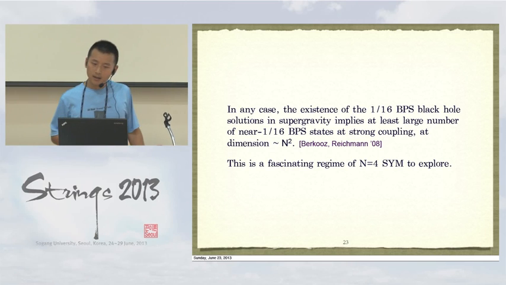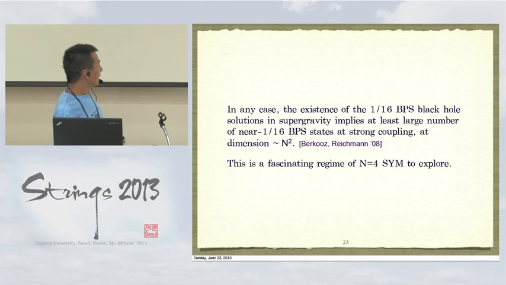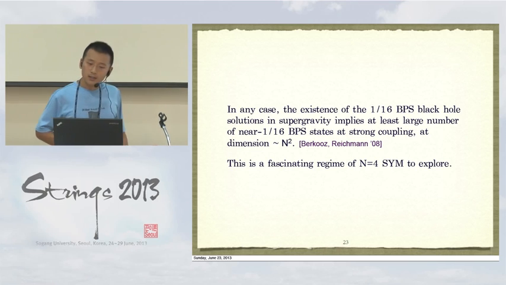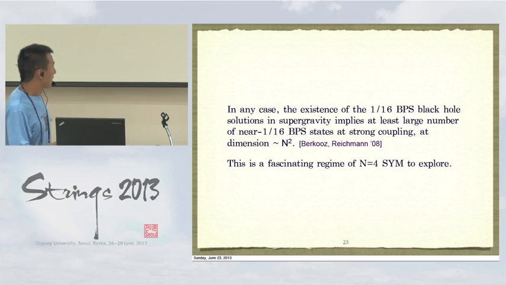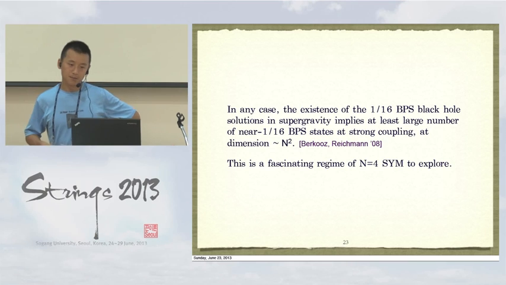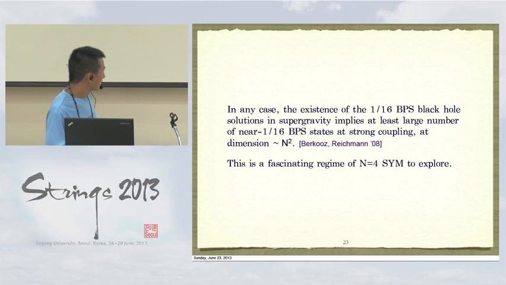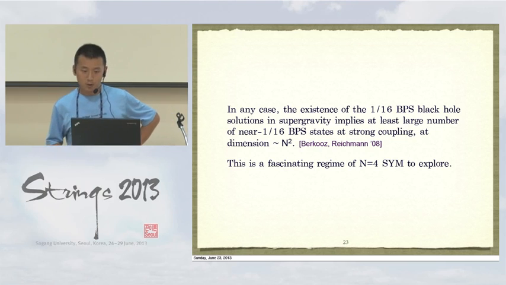In any case, the existence of the solution just in the supergravity regime implies that even if there are not so many exactly 1/16 BPS operators, there should be a large number of near, very close to 1/16 BPS operators at dimension of order N squared, and now at strong coupling. And that's a very interesting possibility, and there has been some work by Berkooz and Reichmann on this some years ago, and I think this is a fascinating regime in the operator spectrum of N=4 super-Yang-Mills to explore. And I'll finish my talk here. Thank you.